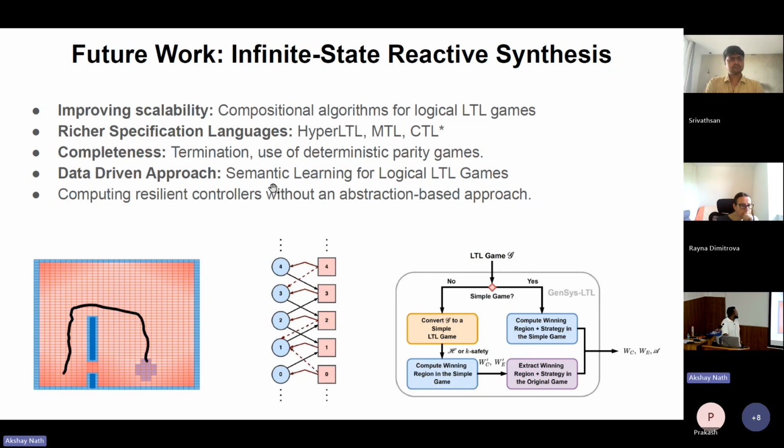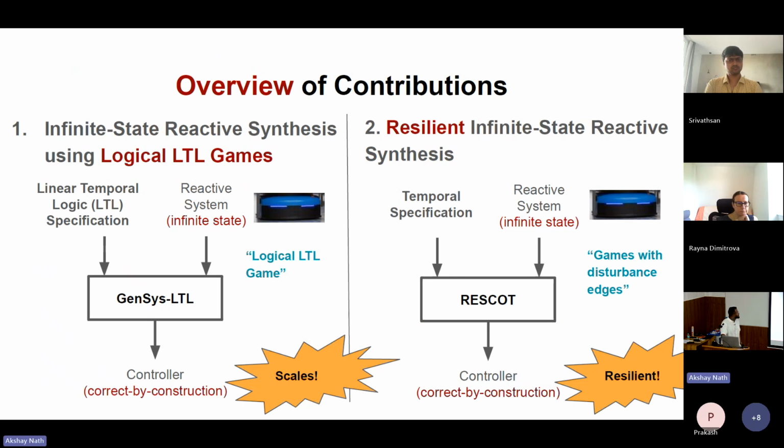They could use data-driven approaches to synthesize policies for such games, right? There are already works on semantic learning being done in the literature. Of course, computing resilient controllers without an abstraction-based approach, just using algorithms for resilience over logical LTL games, is something we can try, assuming we have more benchmarks on the same. And so yes, this brings me to the end.